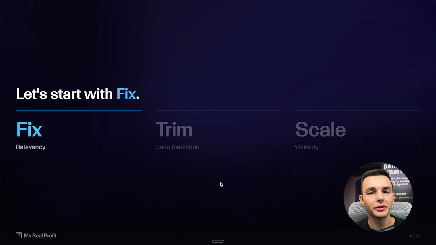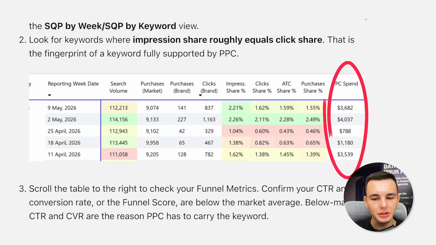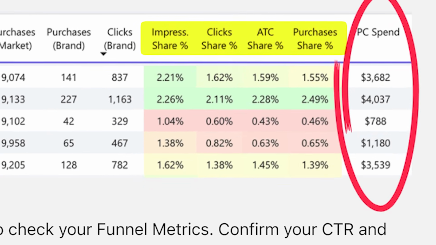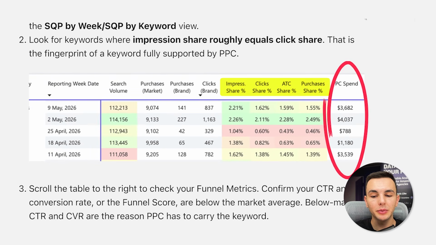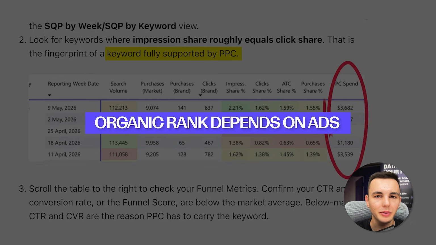So let's start with Fix. Fix is where you can fix your product relevancy by keyword. Fix number 1: look for the keywords where your PPC is holding your organic rank. This screenshot is a great example where you can see whenever I push more money into PPC spend, my SQP metrics go up. Impression share, click share, add to cart share, purchase share, all of them go up. But whenever my ad spend goes down, all of my metrics also go down. The main problem is that this keyword is fully supported by PPC, so I literally cannot grow my organic rank without running ads.